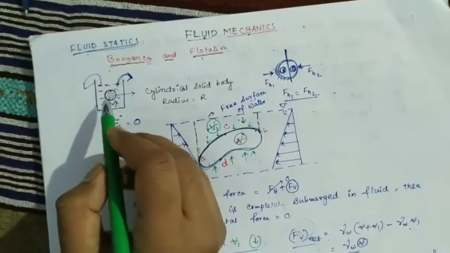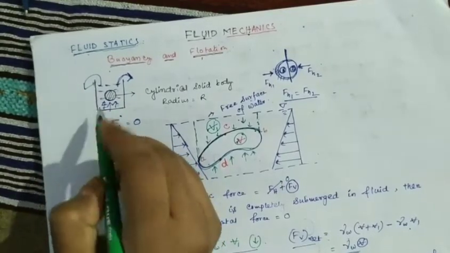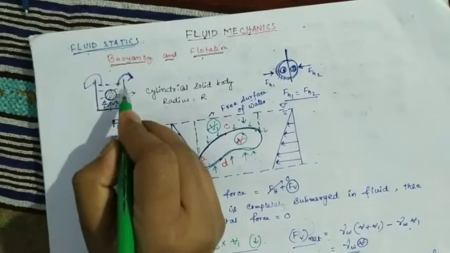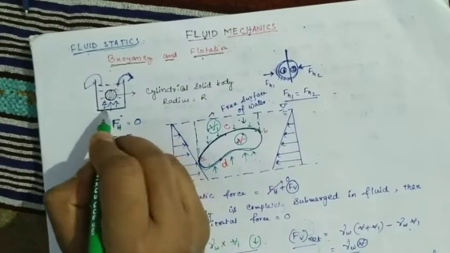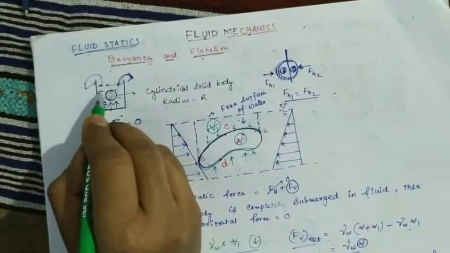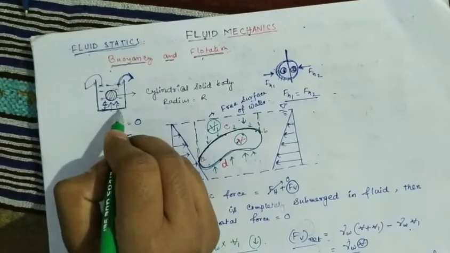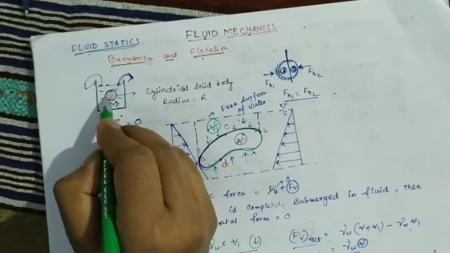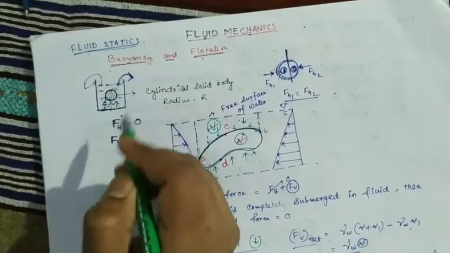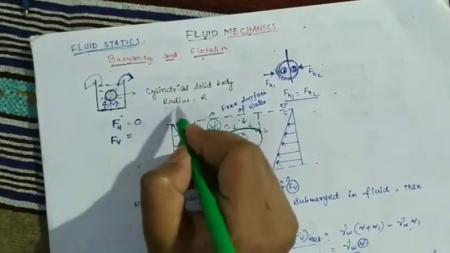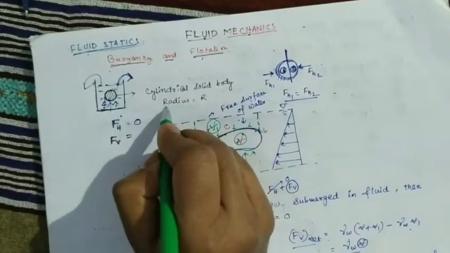So for an example, now I am taking a container. It is a container, and this container is filled with water. Okay, and a cylindrical solid body is immersed in it. Suppose the radius of the cylindrical solid body is r.